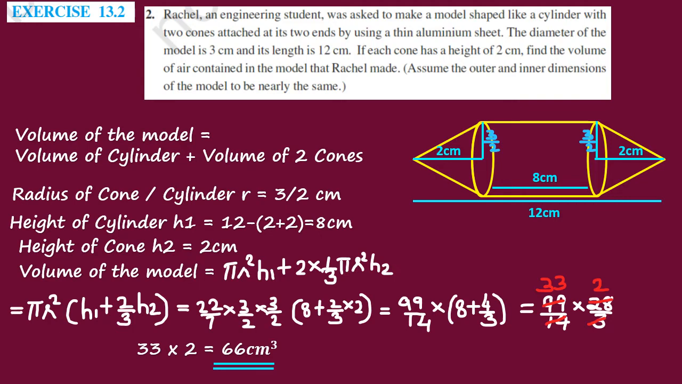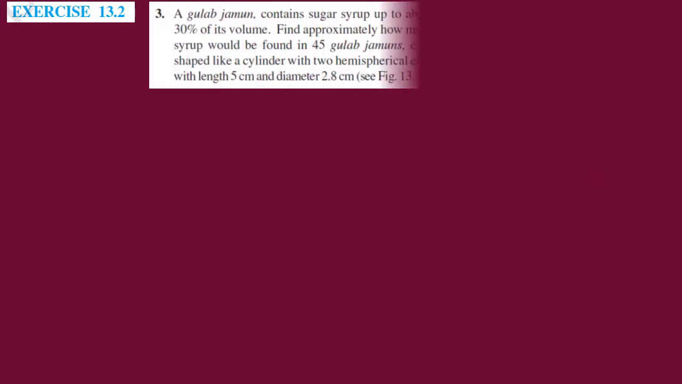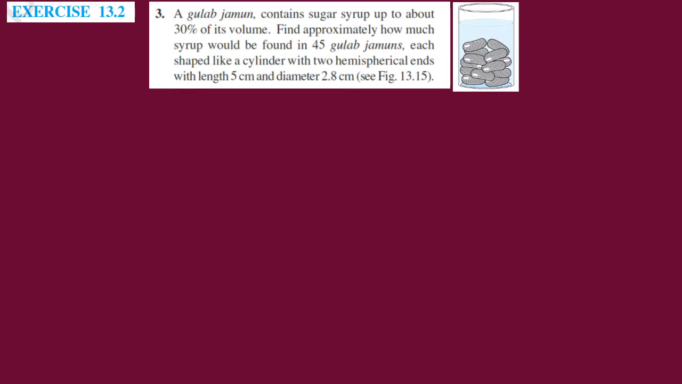Now let us move on to question number 3. A Gulab Jamun contains sugar syrup up to about 30% of its volume. Find approximately how much syrup would be found in 45 Gulab Jamuns, each shaped like a cylinder with two hemispherical ends with a length 5 centimeter and diameter 2.8 centimeter. Very sweet and interesting question, right?